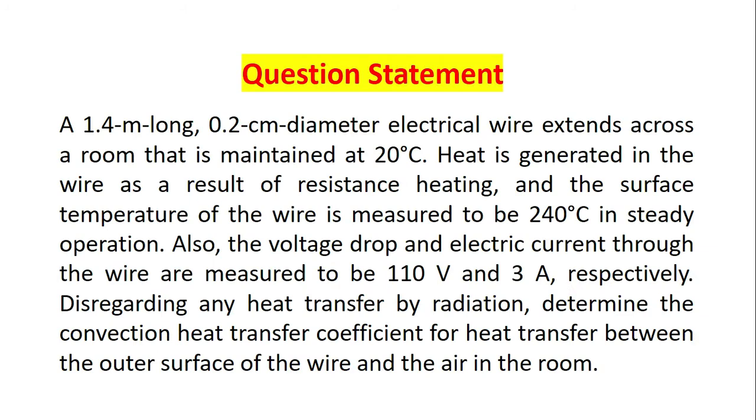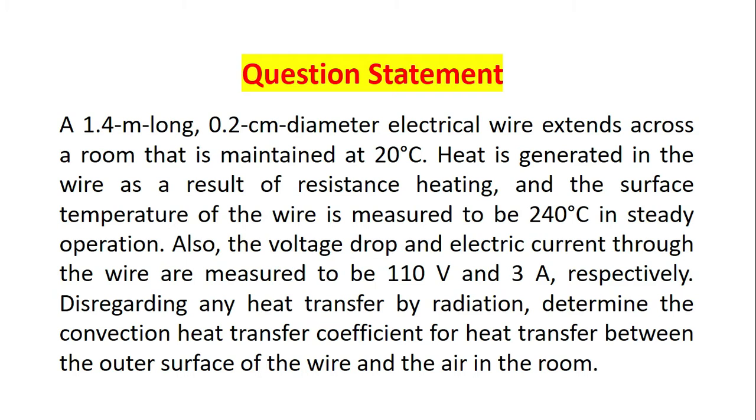In this problem of process heat transfer, we have a 1.4 meter long and 0.2 centimeter diameter electrical wire which extends across a room that is maintained at a temperature of 20 degrees centigrade. Heat is generated in the wire as a result of resistance heating, and the surface temperature of the wire is measured to be 240 degrees centigrade in steady operation.